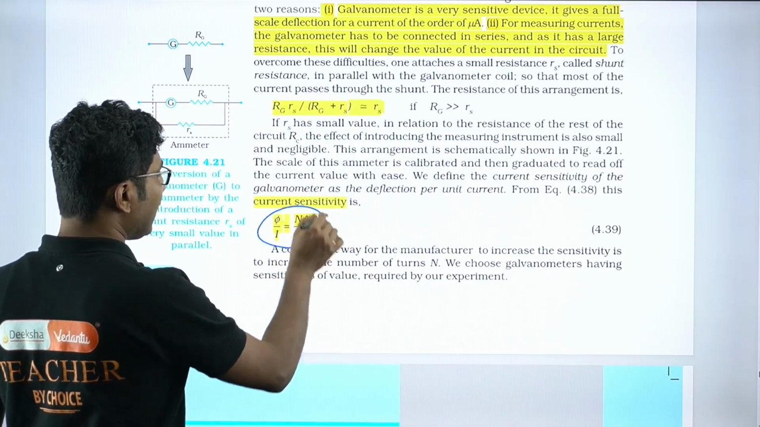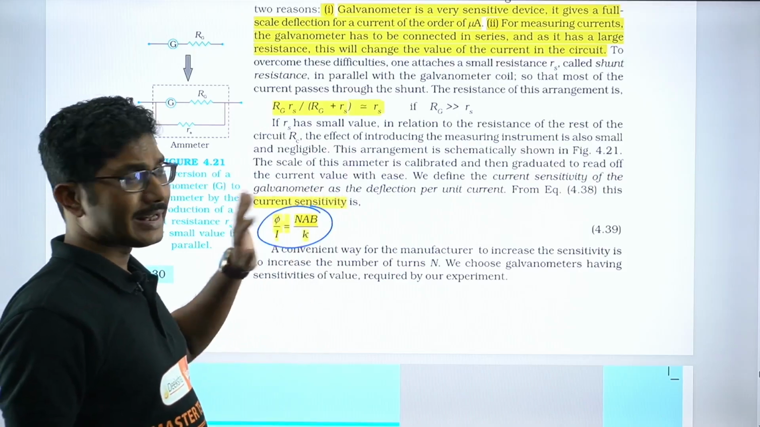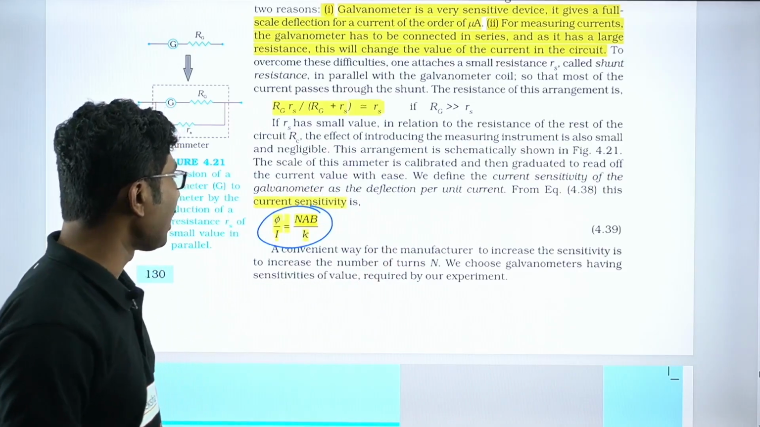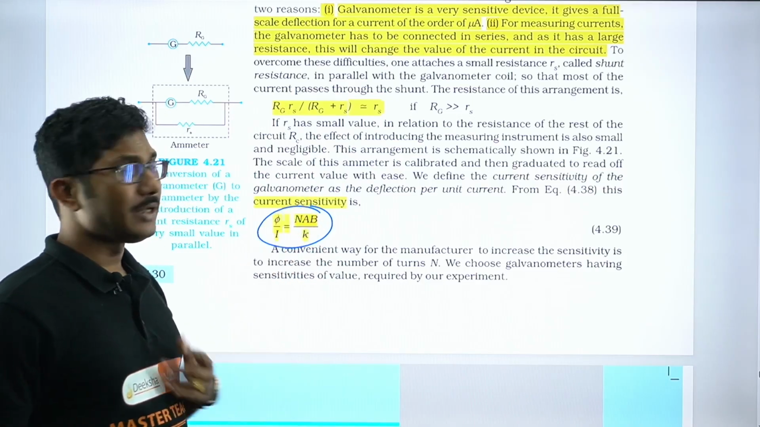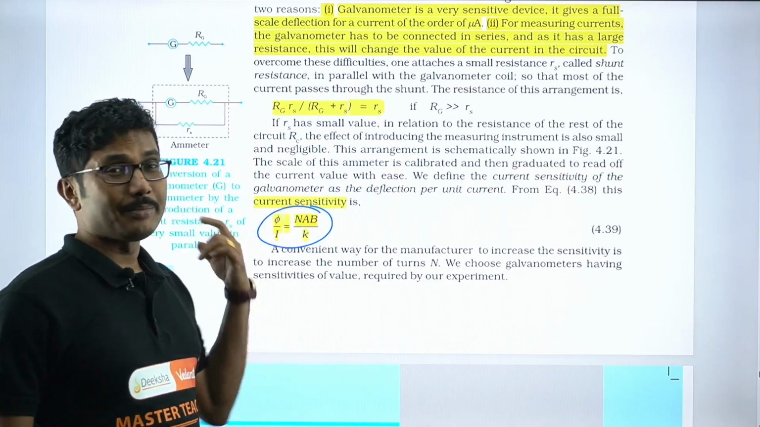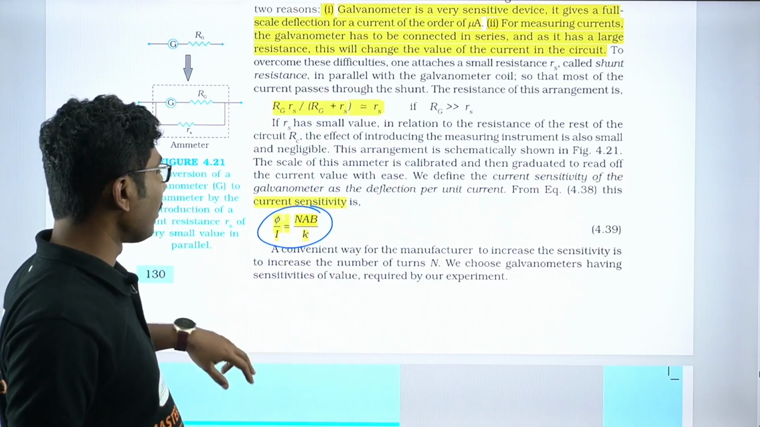Now this is called the current sensitivity. So for KCET aspirants, this is a very important formula. You have to remember this formula. Spring constant is K, N is number of turns, A is area, B is magnetic field. So this is the important formula.